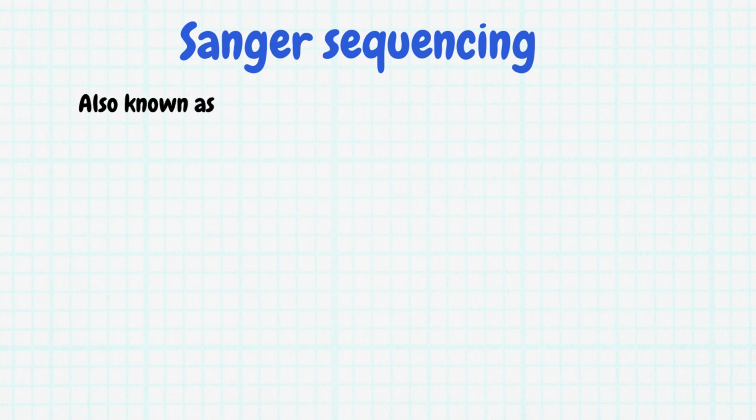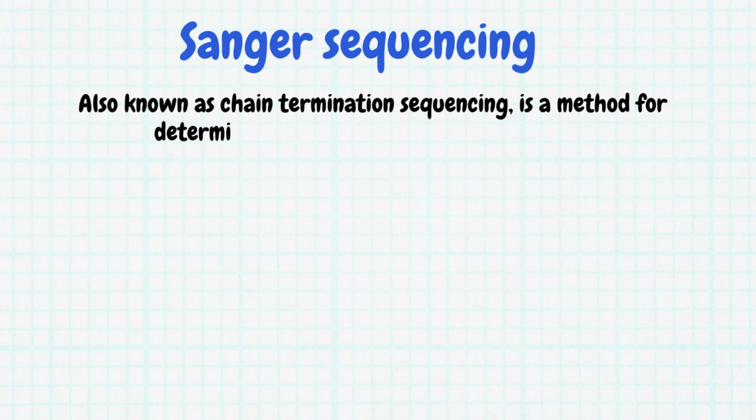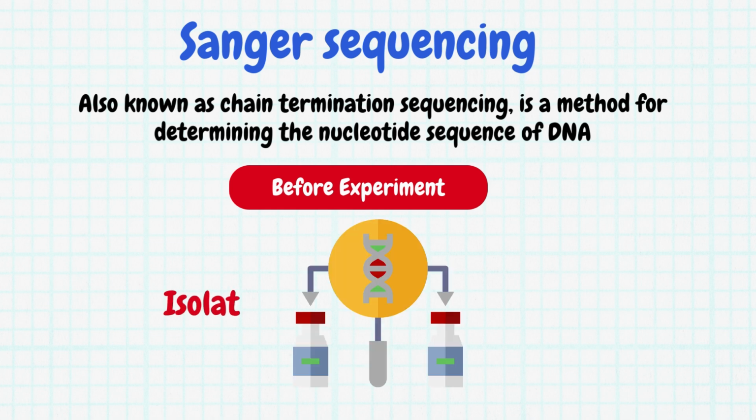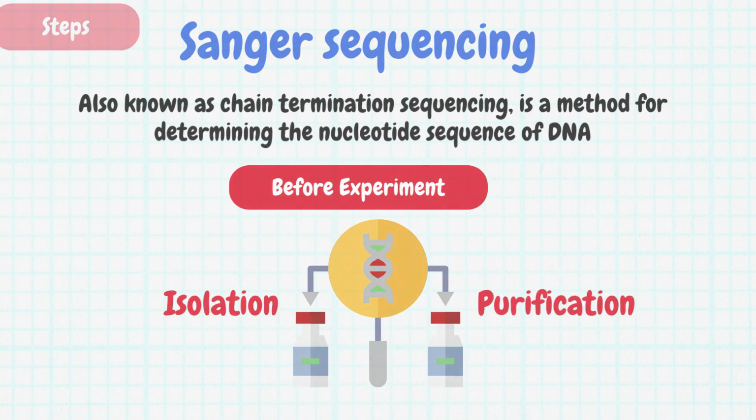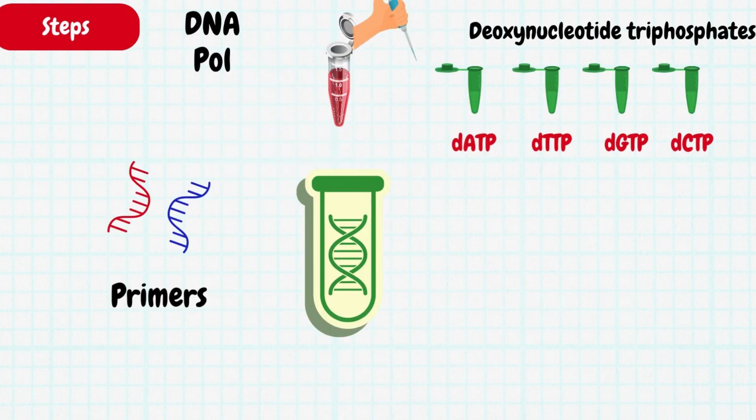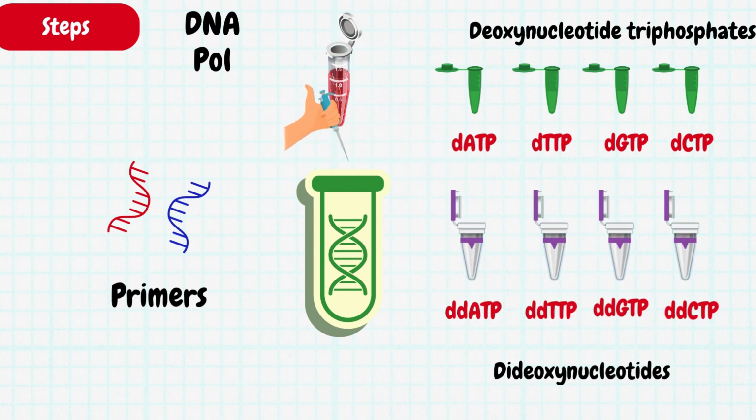Sanger sequencing, also known as chain termination sequencing, is a method for determining the nucleotide sequence of DNA. Prior to performing this sequencing, DNA from samples needs to be isolated and purified. The process begins with mixing DNA template with primers, DNA polymerase, deoxynucleotides, and dideoxynucleotides.